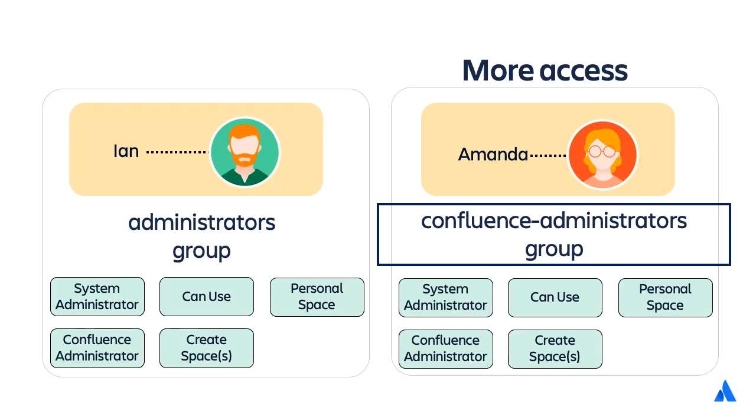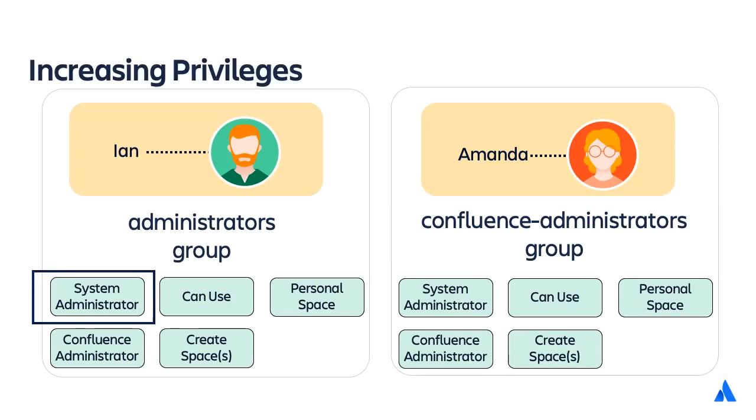Amanda can access all content, whereas Ian's access to any content is still subject to space permissions and content level restrictions. Don't forget, though, that Ian could easily become a super user and member of the Confluence Administrators Group. How? Well, as a member of the Administrators Group, and thus having both System Administrator and Confluence Administrator global permissions, he could add himself to the Confluence Administrators Group. It's important to note that if he was not granted System Administrator global permission, he could not do this.